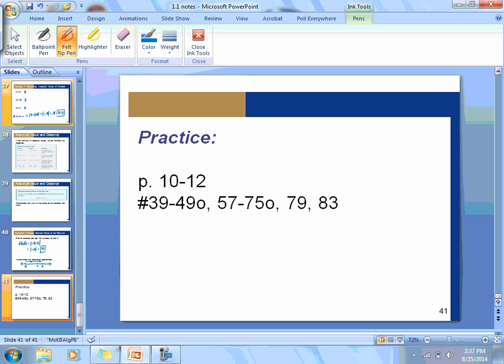So there's your practice problems for tonight. Again, remember you're just doing 39 to 49 odd. That little O stands for odd. Remember that. And 55 to 75 odd.